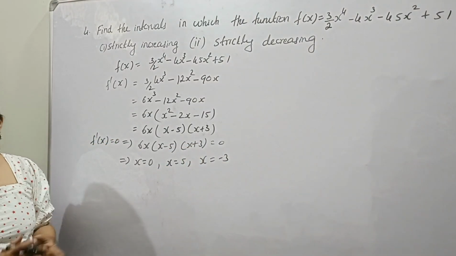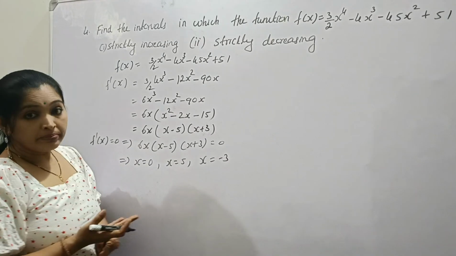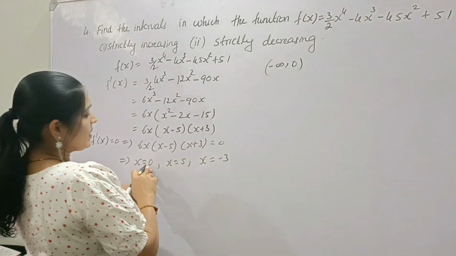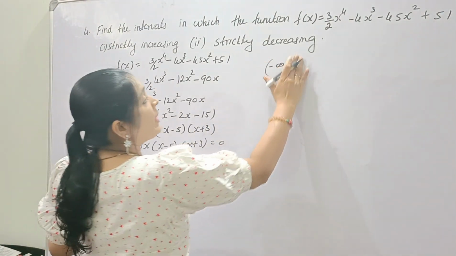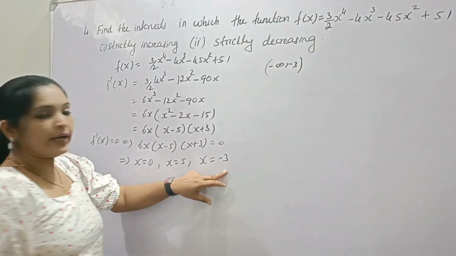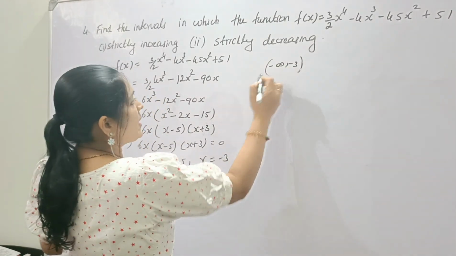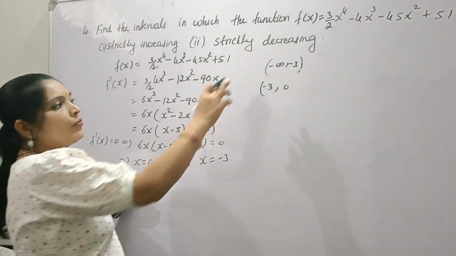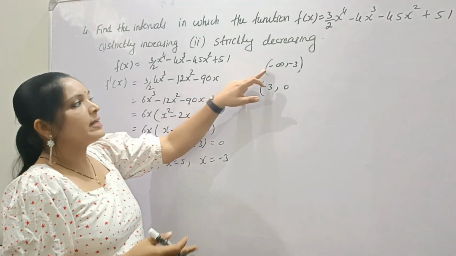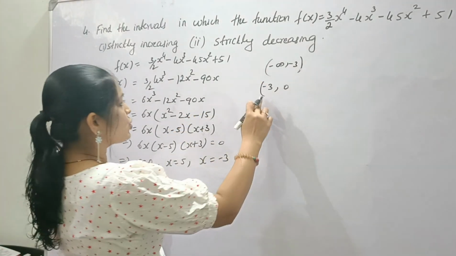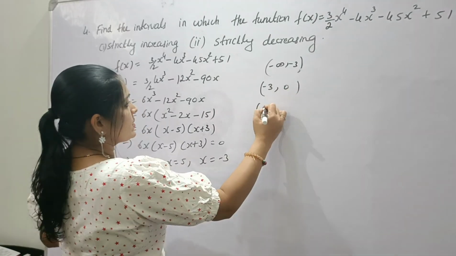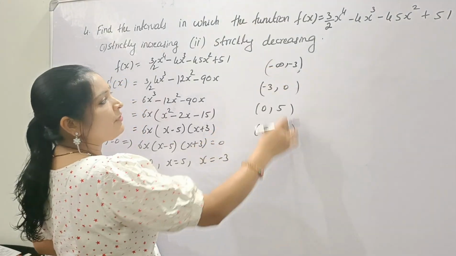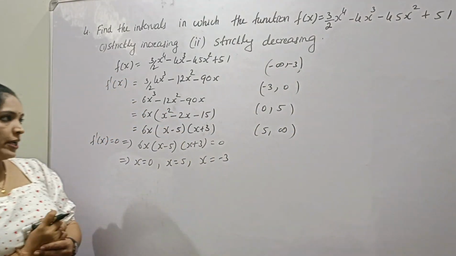So let's make the intervals. Starting from minus infinity to minus 3. Minus 3 is the smallest one, right? So minus infinity to minus 3. Then minus 3 to 0, as minus 3 is less than 0. First of all, we should write the smallest number. So minus 3 to 0, then 0 to 5, then 5 to infinity. So we divided minus infinity to infinity into intervals.